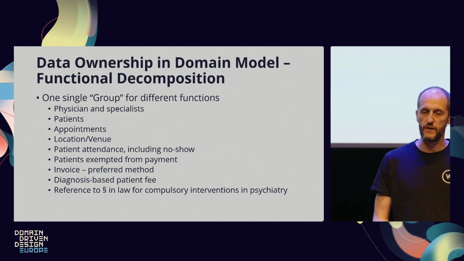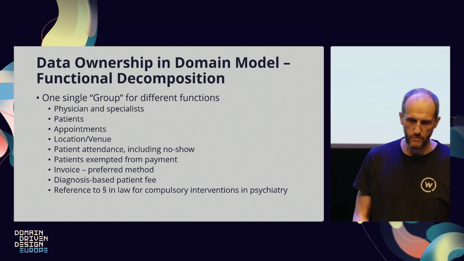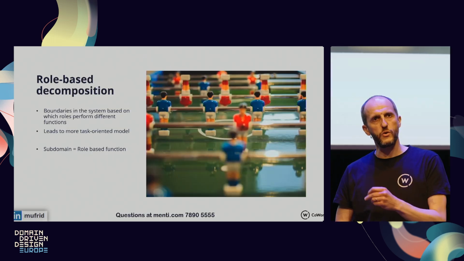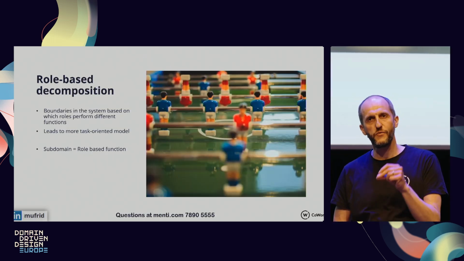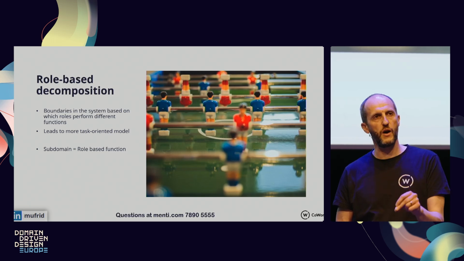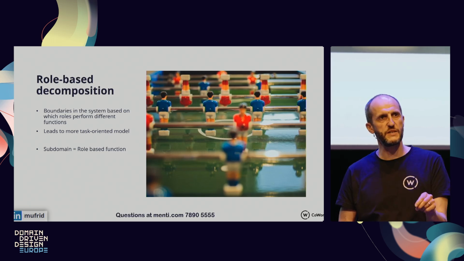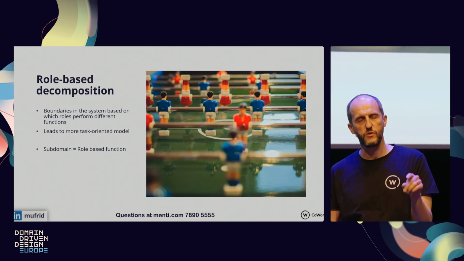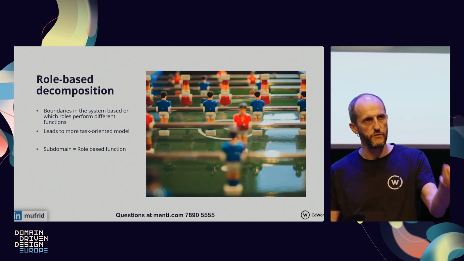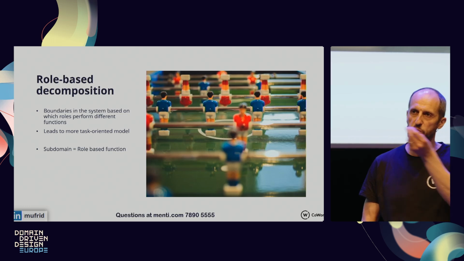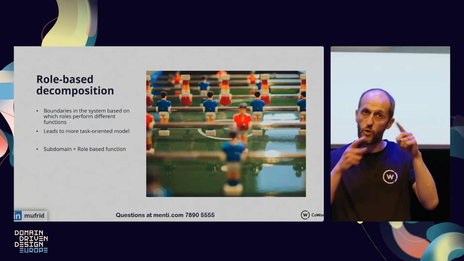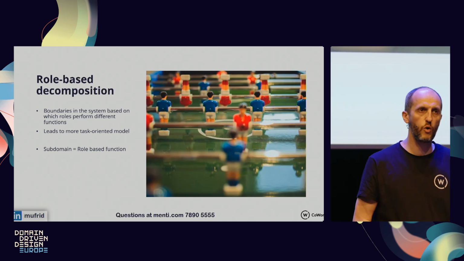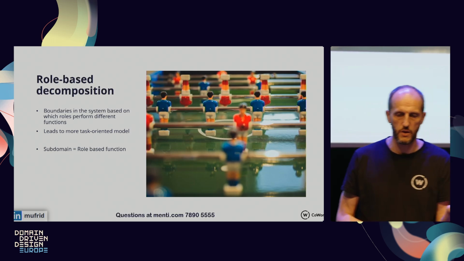Can we have another way? Can we have another model? Okay. What did domain storytelling tell us? It was very specific about who participated in different work processes. So it was very visible that we had physicians, we had secretaries, we had patients. So can we model around that? Which role is performing different functions?